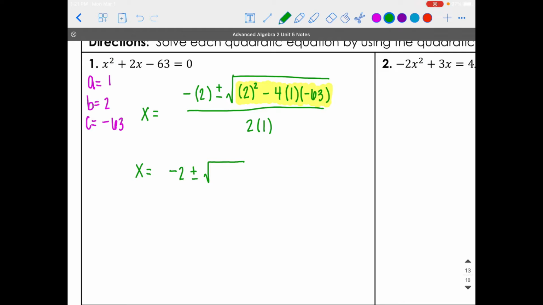So you'll have the square root of some number. All you're typing in is 2 squared minus 4 times 1 times negative 63, and we get 256, all over 2 times 1, which is 2.